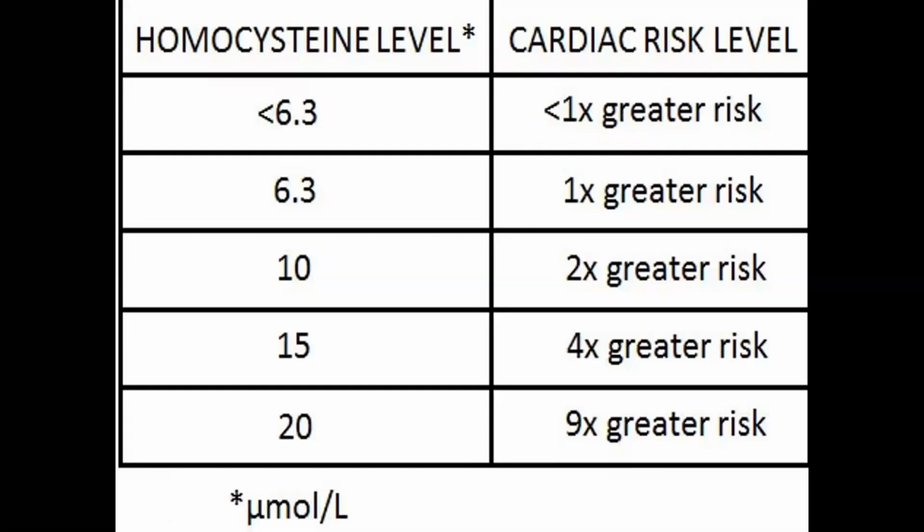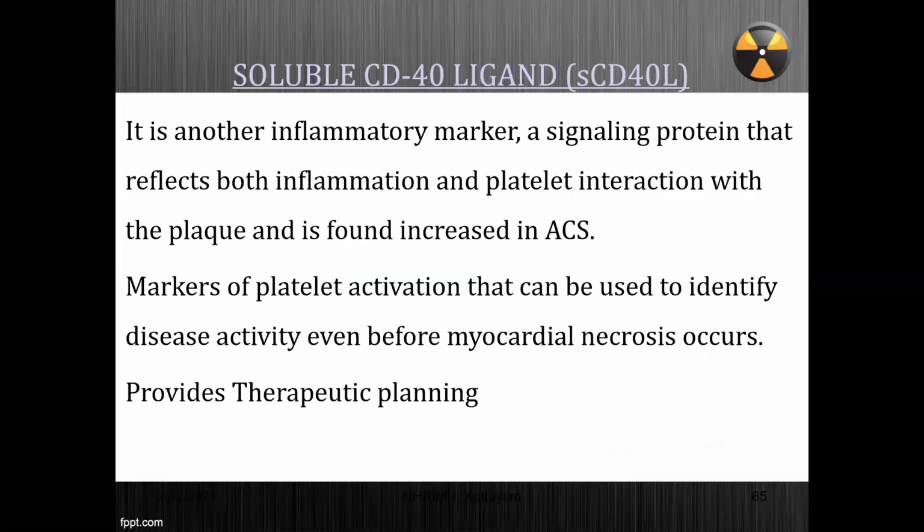Soluble CD40 ligand. What is this? It is also a protein. It suggests there is inflammation and platelet interaction with the plaque, and is found increased in acute coronary syndrome. So that reflects both inflammation and platelet interaction with the plaque. If there is an atherosclerotic plaque, it is found increased in ACS.